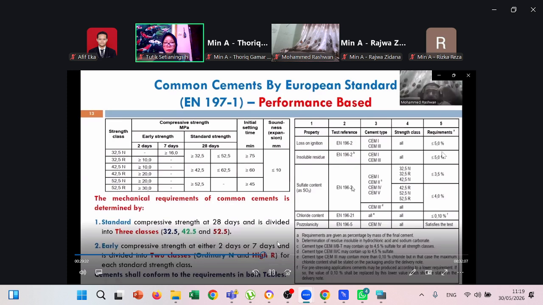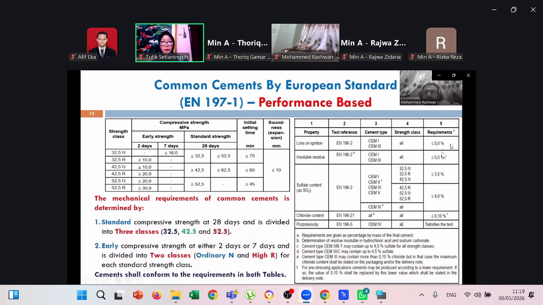And this classification, the other table, according to the chemical composition, like C1 and C3 for all strength classes I mentioned before: loss on ignition not exceeding 5%, and sulfur residue not exceeding 5%. And sulfate content is a very important part of the table. Sulfate content for C1 to C5, according to strength class, should not exceed 3.5%.